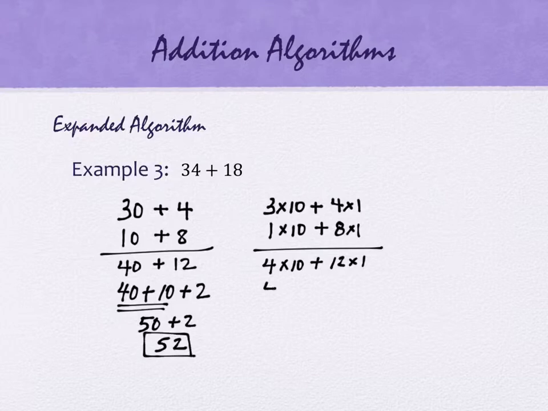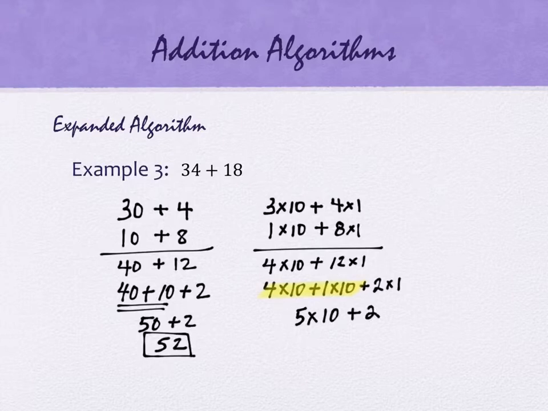Over here, I have 4 10s, and then 12 is 1 10 and 2 1s. So these two pieces give me 5 10s and 2 1s for the 52. So it's kind of like you're working with the concrete model and the standard algorithm playing into each other a little bit. It's called the expanded algorithm.